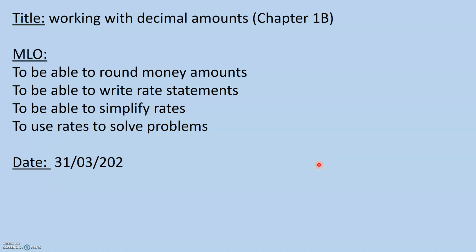G'day students, this lesson is from chapter 1B of the textbook. It's a bit of a multi-part MLO. Firstly, we're going to have a little bit of a look at rounding cash money amounts. And then we're going to look at writing rate statements, which are super important in financial maths. We'll simplify those rate statements and we'll use them to solve problems. It looks like a lot, but really these ideas flow on quite well from each other.